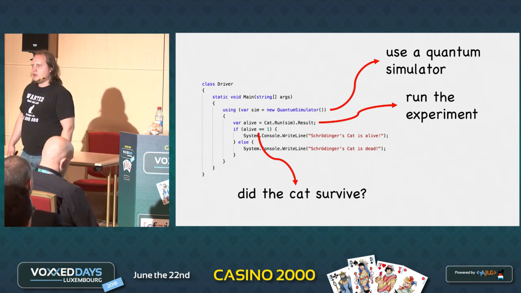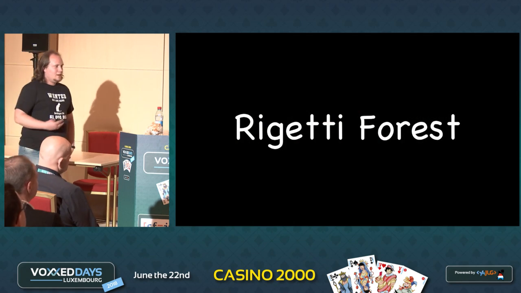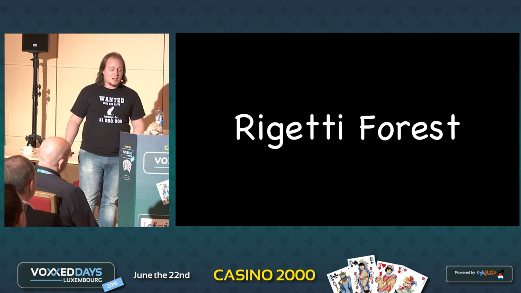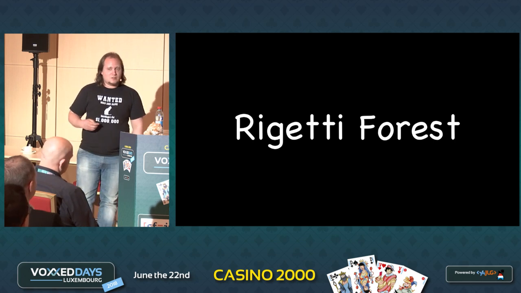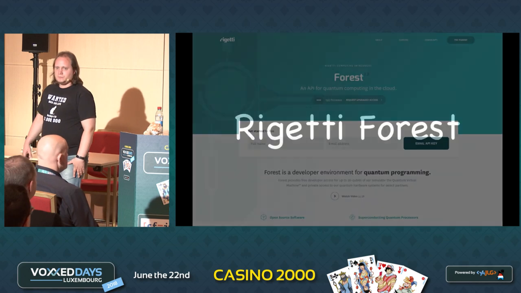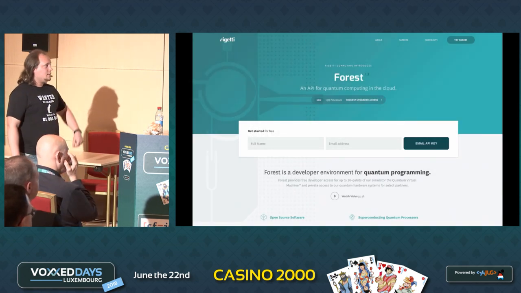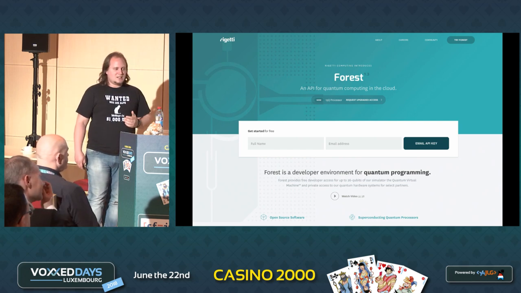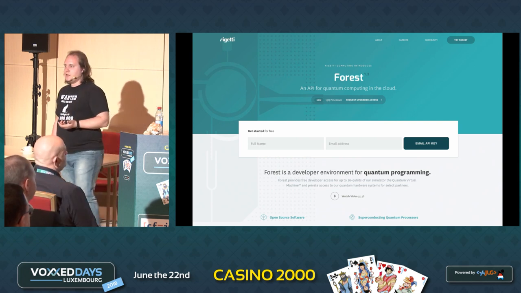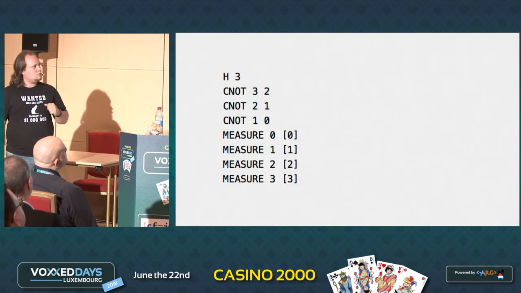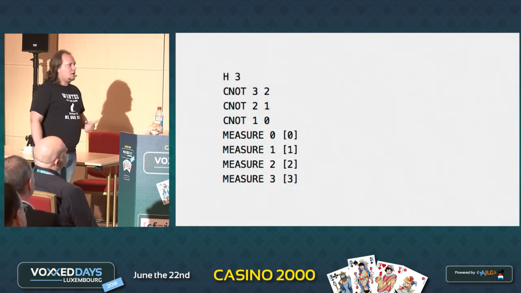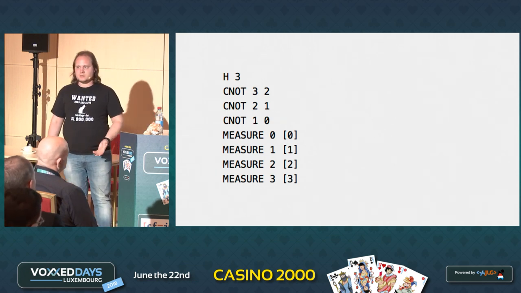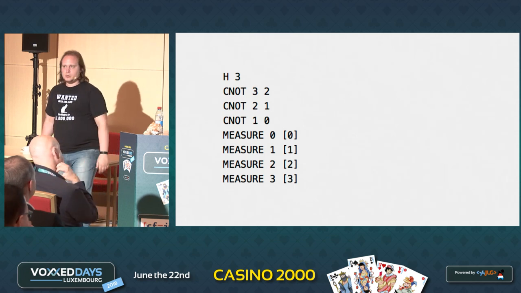Microsoft isn't the only company to go that way. There's also a quantum startup called Rigetti, because of course there are quantum startups. And Rigetti Forest is a product they offer, again, online, again, for free. You can register on their website. And basically, they offer three things. First of all, they offer a language they call Quill, which is a language for describing quantum algorithms. And this is our algorithm in Quill.